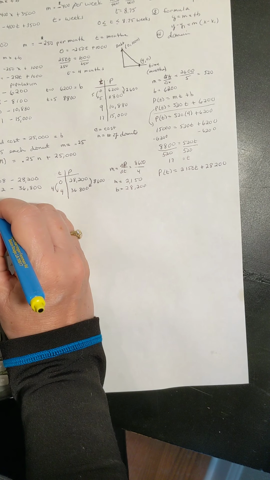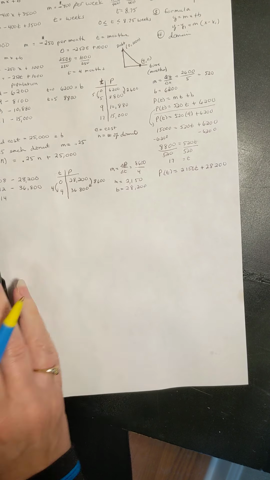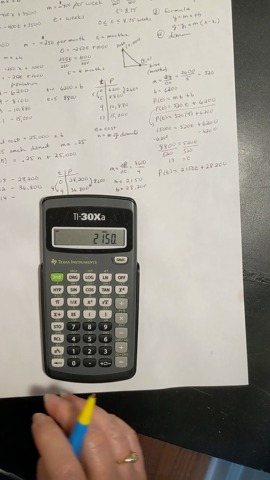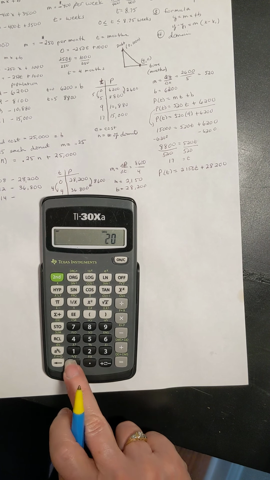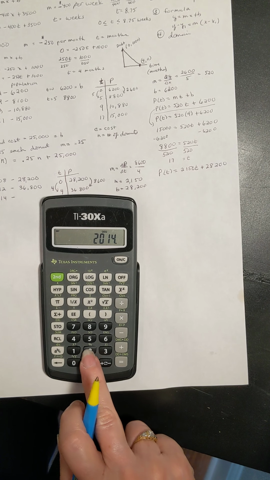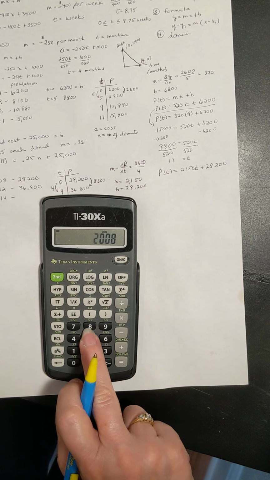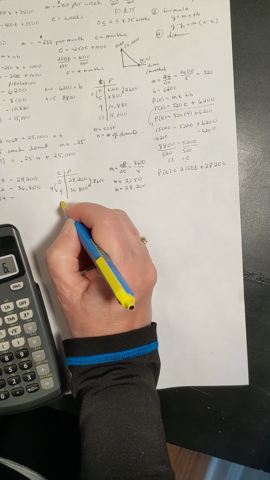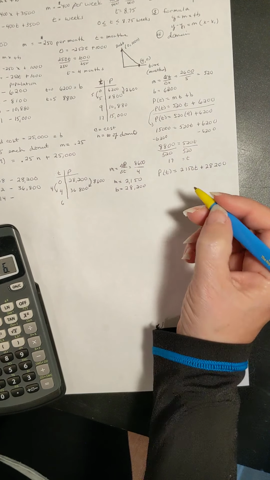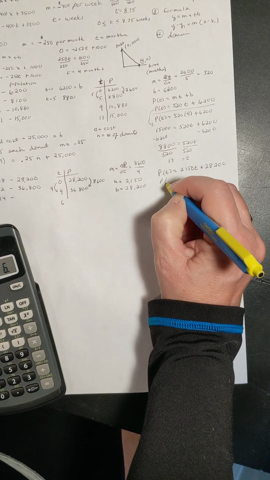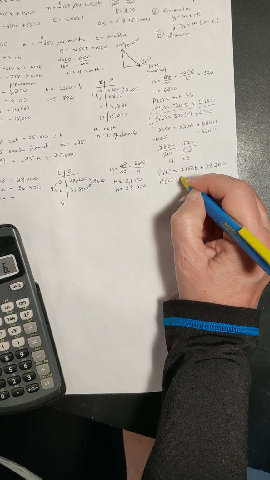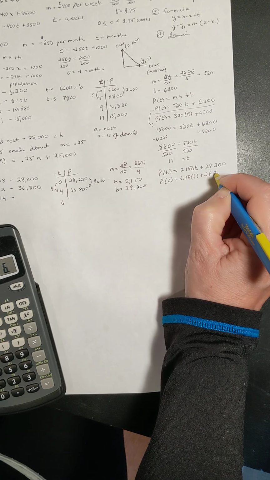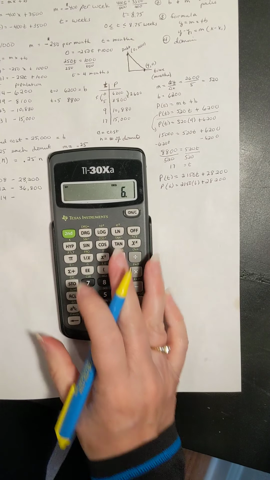Now, in 2014, they want to know what, if it continued with this trend, what the population was in 2014. So again, I'm going to go 2014 minus 2008 is equal to 6. So my time here is not 2014, my time here is 6. So if I find P of 6, that's going to be 2,150 times 6 plus 28,200.